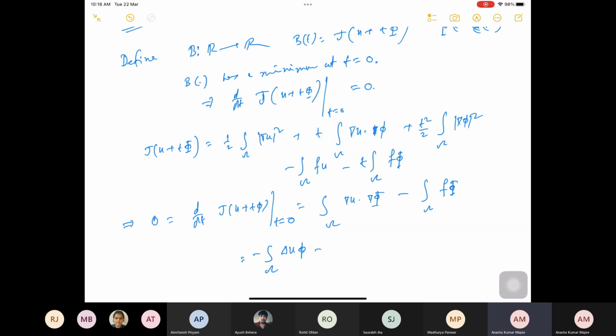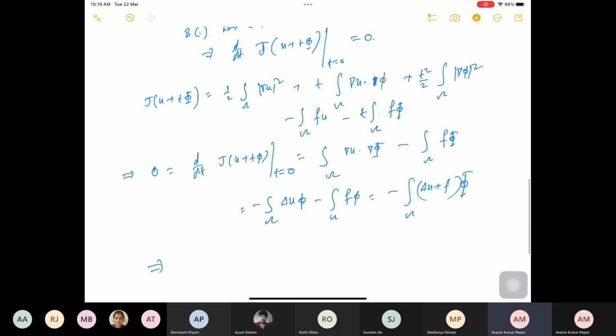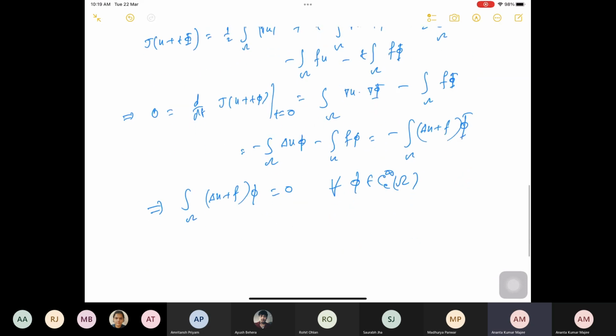So I have this part minus the integral over omega of f phi, which is nothing but the integral over omega of (Laplace u plus f) times phi. So at the end, what I have is the integral over omega of (Laplace u plus f) times phi is equal to 0, and this holds for all phi belonging to C_c infinity of omega. Now since this holds for all phi in C_c infinity of omega, and Laplace u plus f is continuous, what I know is that this function should be 0 within omega.